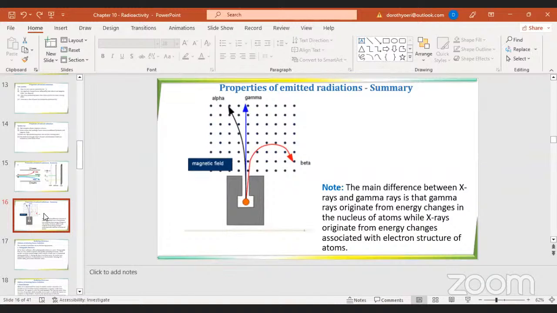The difference between X-rays and gamma rays is that gamma rays originate from energy changes in the nucleus of an atom, while X-rays originate from energy changes associated with the electron structure of an atom. Remember, with X-rays, we said they are produced when you suddenly stop electrons which are in motion. But gamma rays, as we are seeing, originate from the center of the nucleus of the atom.